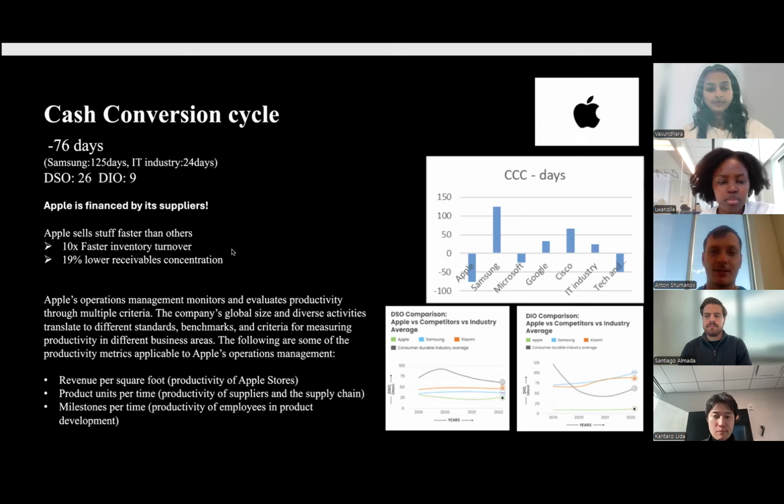That means that Apple finances its operations through its vendors.